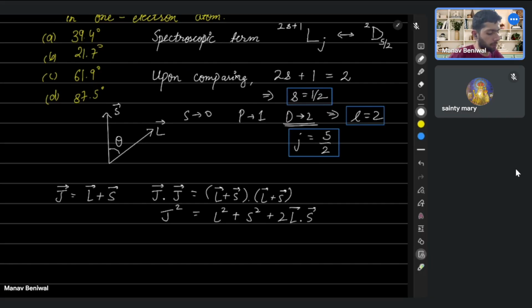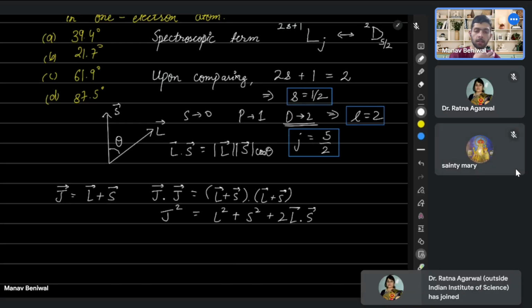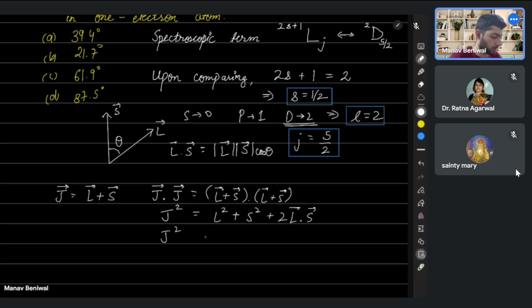Now from this diagram, it should be clear that L dot S will be nothing but magnitude of L times magnitude of S times cos theta, if theta is the angle between them. So we can write J squared as L squared plus S squared plus 2 LS cos theta.